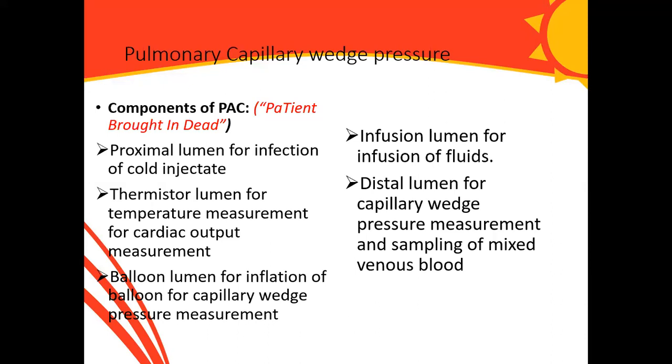Then we have the 4th lumen, which is reserved for infusion of fluids and blood products, as the case may be. The distal lumen, which is the 5th lumen, is for capillary wedge pressure measurement and sampling of mixed venous blood. All right, so for a 5 lumen pulmonary artery catheter, you need to familiarize yourself with each of these 5 lumens and what they are used for. All right.